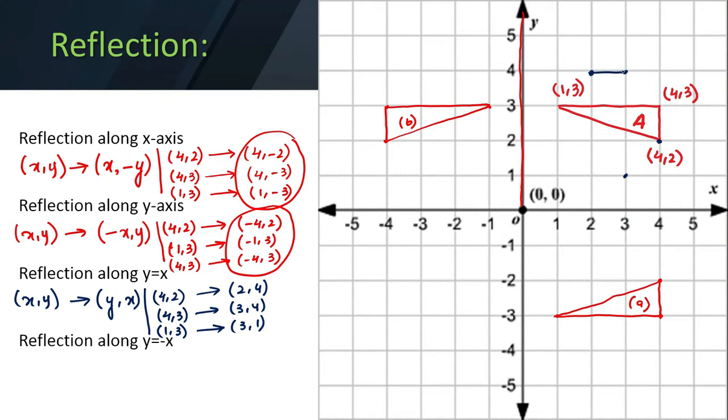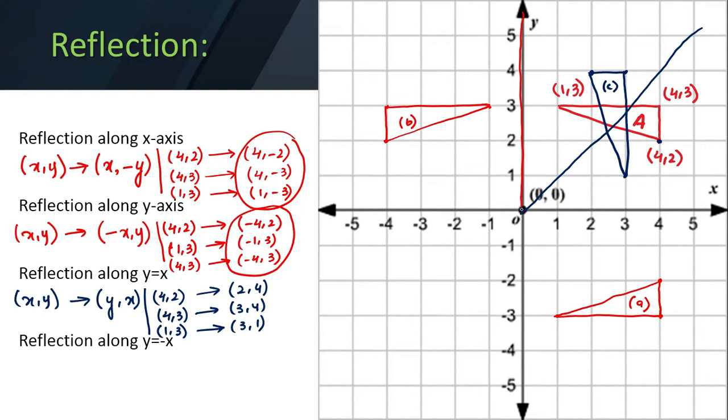So when we draw this image, this is a reflection along the line y = x. Okay, so if we draw the line y = x, this is the line y = x. With the help of this line, these two triangles will overlap each other if we fold the paper through this line.